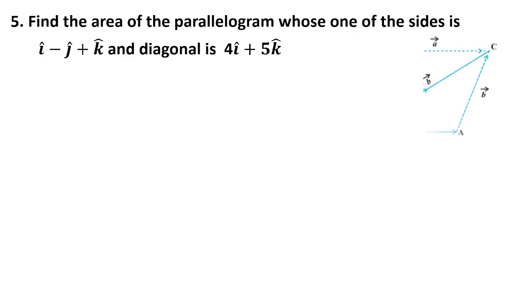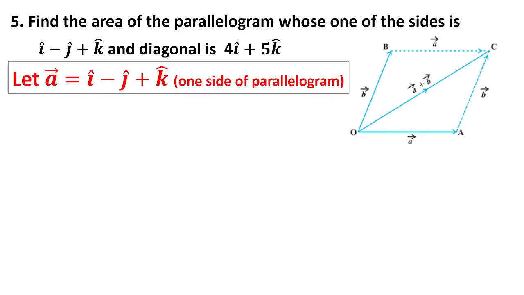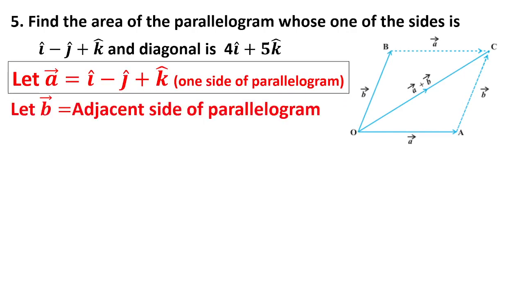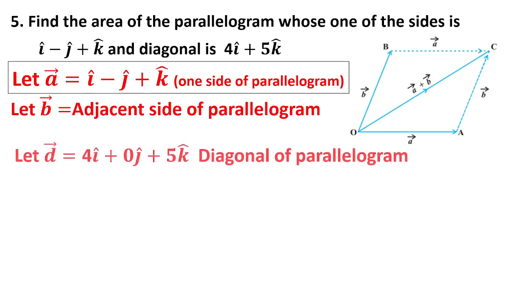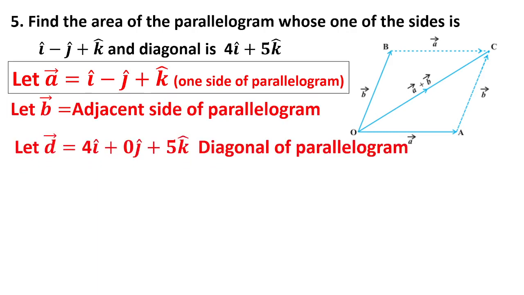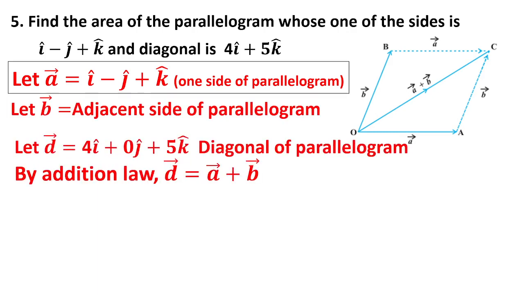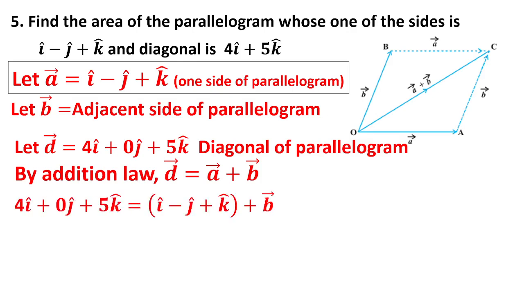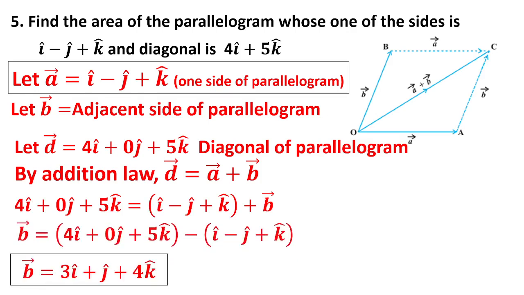Let us see the diagram. This is a diagram now. A is given and A plus B is given, not B is given. Well, A is one side of the parallelogram and I take B as the adjacent side and D as the diagonal. What is the formula for D? It is A plus B by using addition law. Therefore, from D and A, I am getting B.